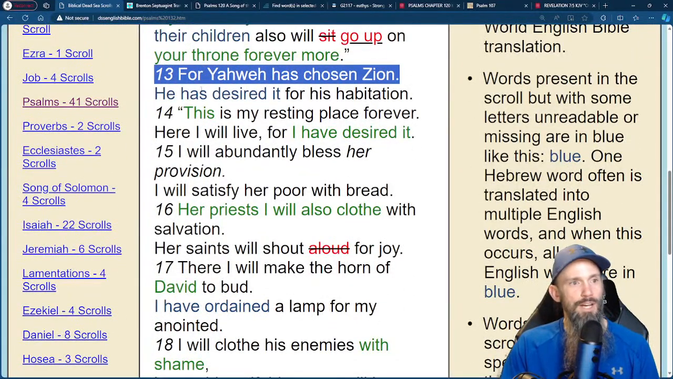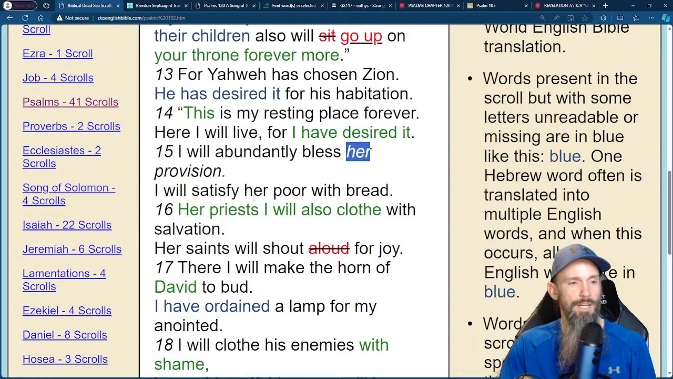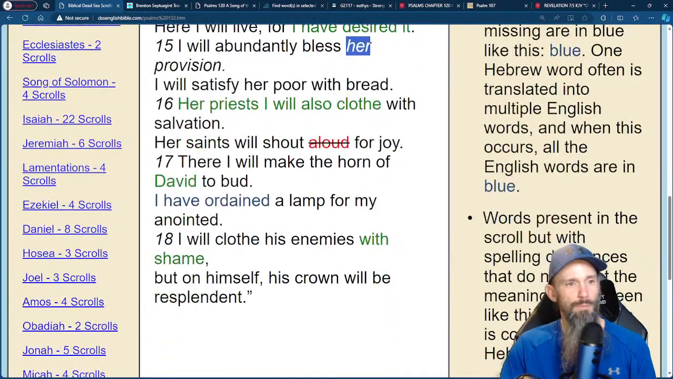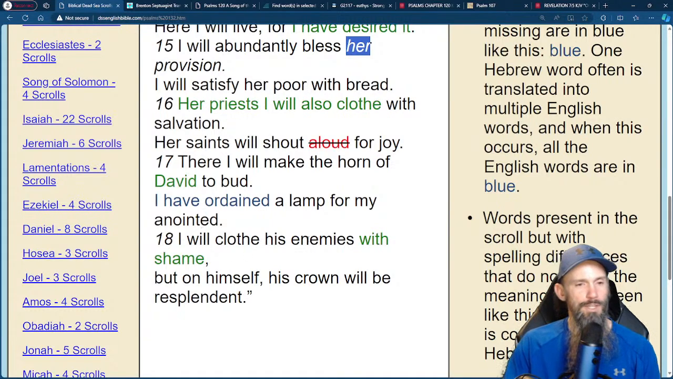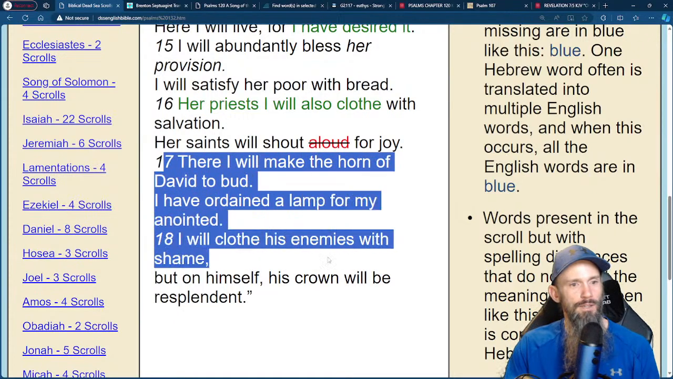for Yahuwah has chosen Zion, he has desired it for his habitation. This is my resting place forever. Here I will live, for I have desired it. I will abundantly bless her provision. Zion, New Jerusalem, her. I will satisfy her poor with bread. Her priest I will also clothe with salvation. Her saints will shout for joy. There I will make the horn of David to bud. I have ordained a lamp for my anointed. I will clothe his enemies with shame, but on himself his crown will be resplendent. Horn of David to bud.